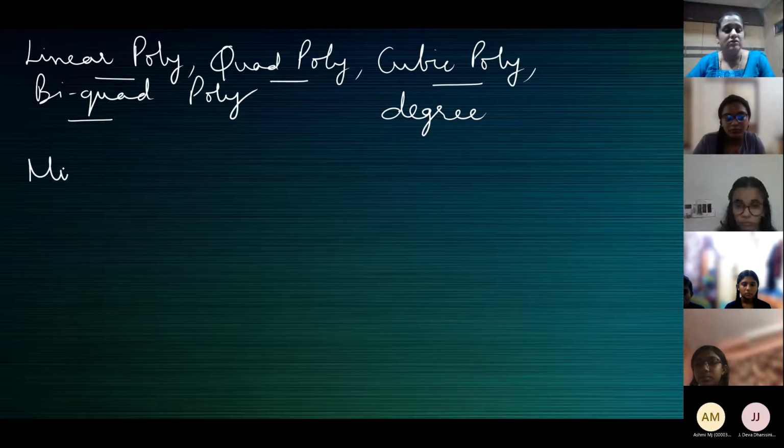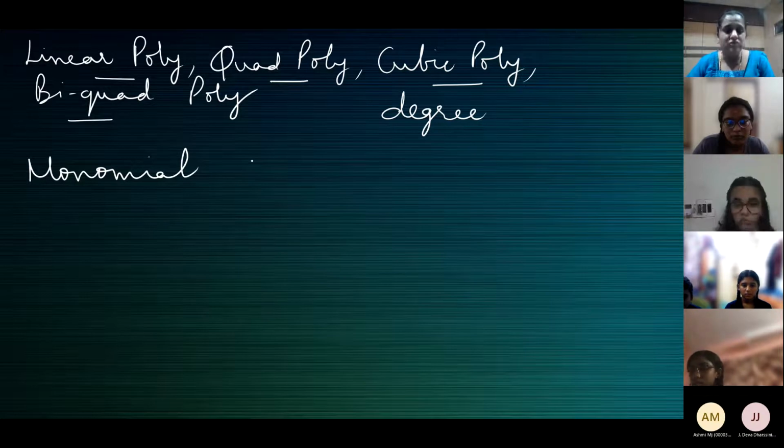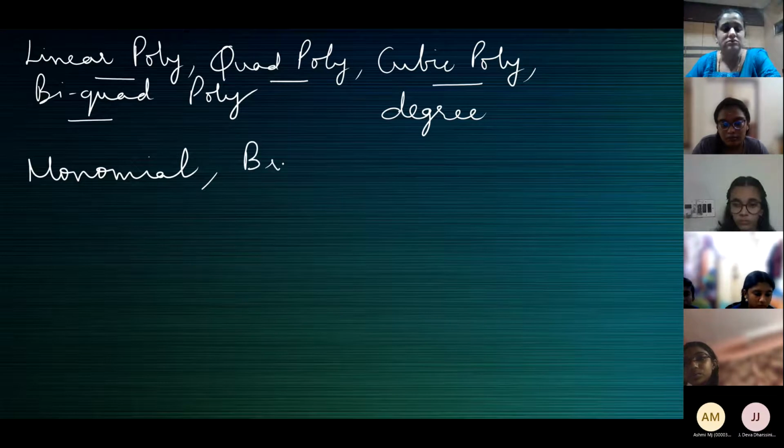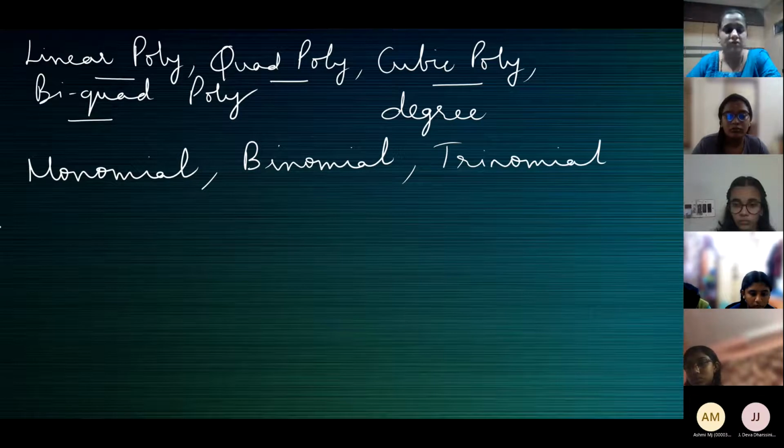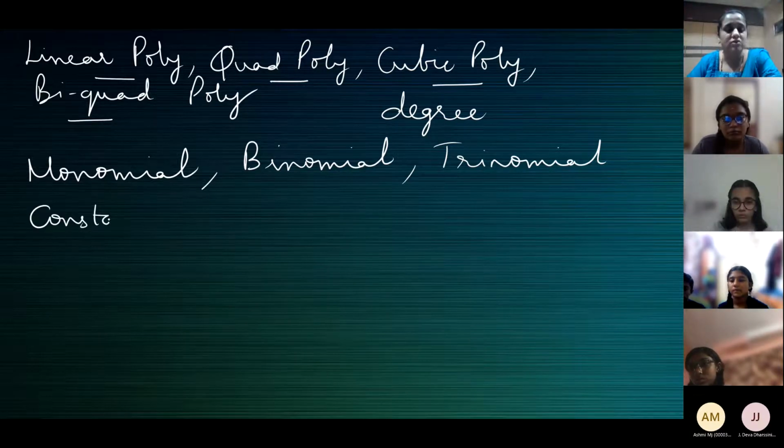We also have classification of polynomials based on the number of terms they bear. A monomial, as you all know, is a polynomial with one non-zero term. Binomial, 2 non-zero terms. Monomial, binomial, trinomial. So we finished all this, and we were just about to start what a constant polynomial is.